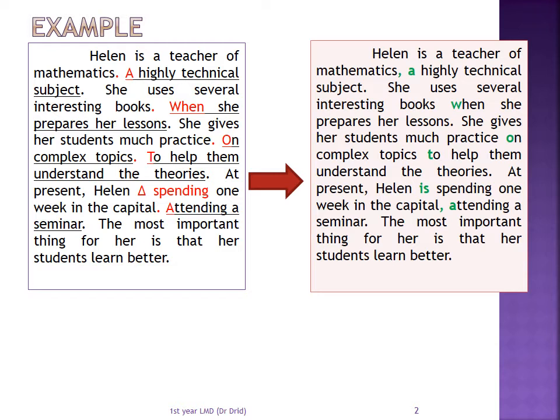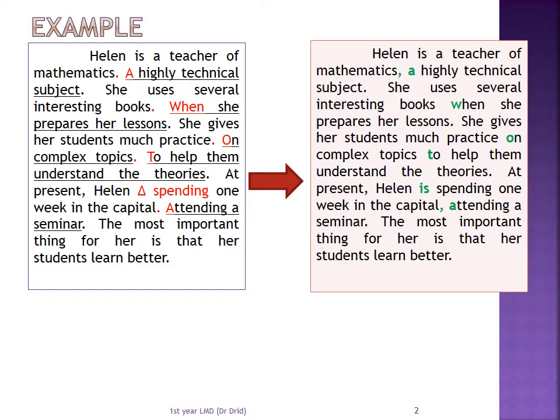Here we have to make some corrections to this paragraph in order to fix the sentences and to eliminate the fragments. Now let's try to see how they were corrected. Helen is a teacher of mathematics, comma, a highly technical subject. So we change the full stop into a comma, and we transform the capital letter into a small letter.